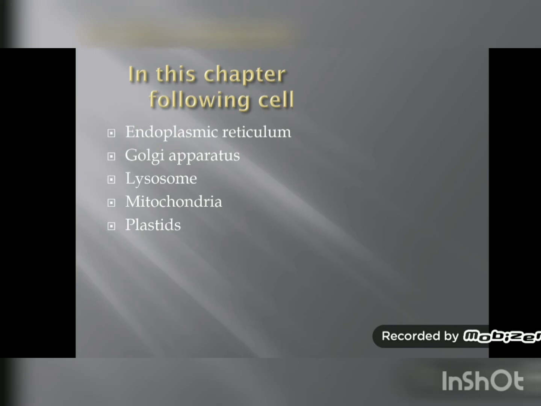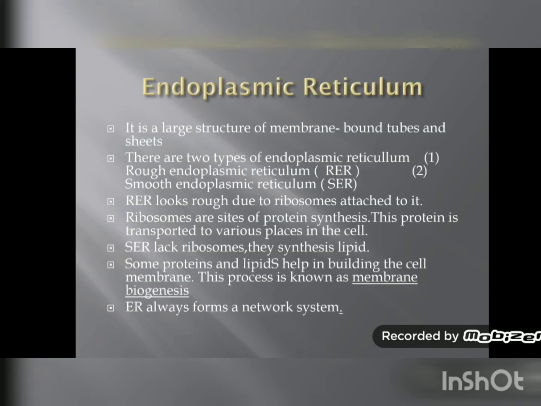In this chapter, we will discuss the following cell organelles: endoplasmic reticulum, Golgi apparatus, lysosomes, mitochondria, and plastids. Apart from this, there are a few more cell organelles which you will study in higher standards. These cell organelles are found in eukaryotic cells. All these cell organelles are membrane bound. In prokaryotic cells, these cell organelles are absent.